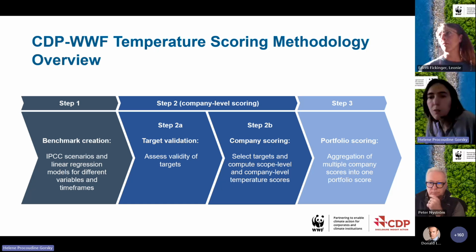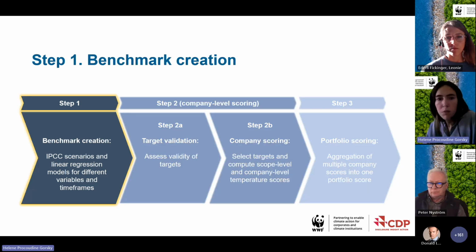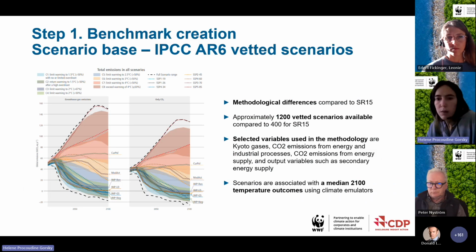And then the second step really aims at rationalizing and summarizing the wealth of information into scope level and entity level temperature scores. Finally, as we are trying to provide a tool for in particular the financial sector, we also propose different ways in which we can aggregate those company level scores in the third step, which is called portfolio scoring. So now I'm going to spend a few minutes on step one, and then I will hand over to Victor to walk you through the second step.